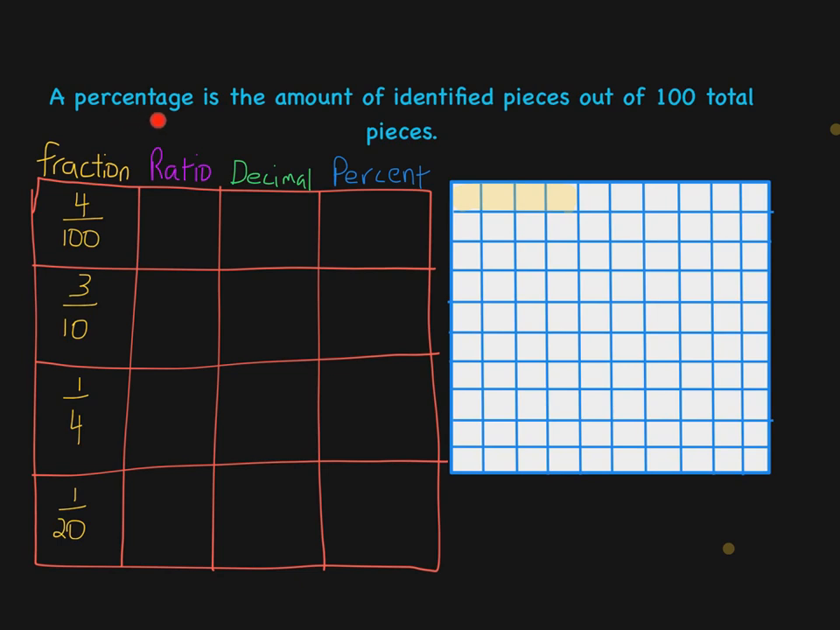And since a percentage is the amount of identified pieces out of 100 total, there's 4 of 100, I can simply write my percentage as 4%. And we use this symbol to represent percent. Now, obviously, I can go through and rewrite my ratio. My ratio here would simply be 4 to 100. And as a decimal, I would write it as 4 hundredths, the fraction.